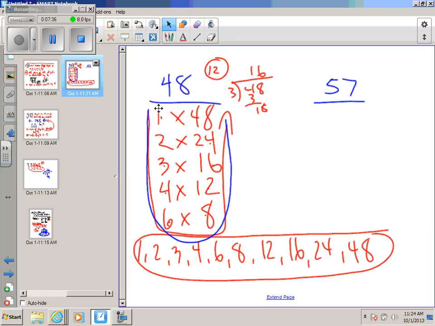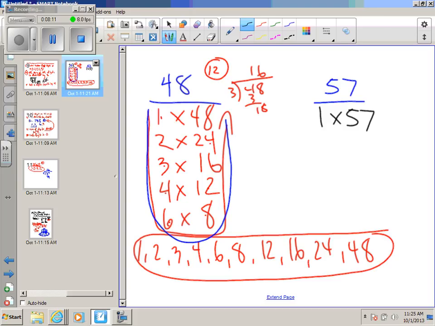How about 57? What do we got for 57? Well, we got this one right away. Prime? No! If you say it's prime, you did not go through your steps. You just got done telling me that prime numbers don't have a certain look. 57 looks prime, but it isn't.